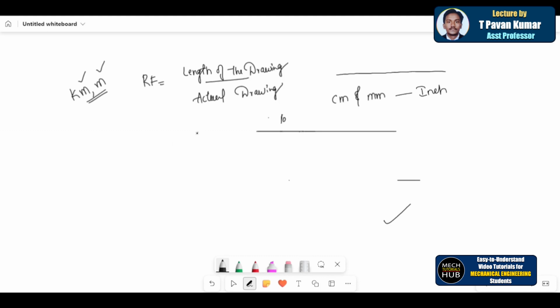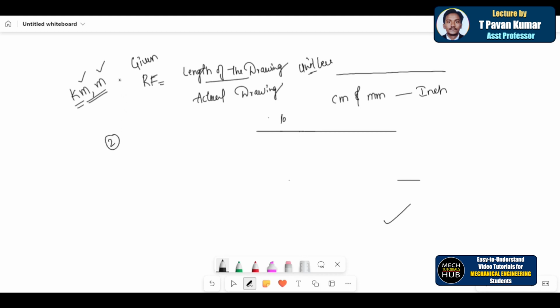Now for example, RF is equal to length of the drawing by actual drawing, as I said, and whatever the RF value might be, you have to convert completely, because this is a ratio which is unitless. You have to convert length of the drawing in centimeters and actual drawing in the same units, and when you calculate, obviously you get a unitless factor only, where both the units get cancelled. And the measure up to distance will also be given, what scale has to be drawn and what should be the length of the scale.